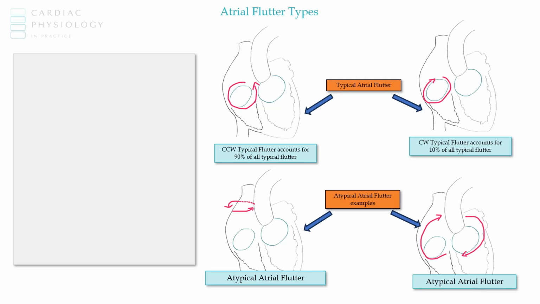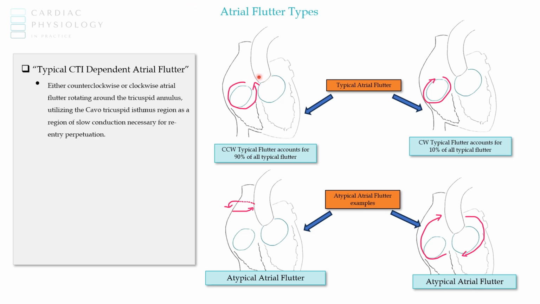So the subtypes of the umbrella term of atrial flutter is typical CTI-dependent atrial flutter. Typical CTI-dependent flutter is broken down into a further two categories. There's typical counterclockwise atrial flutter, and this is because depolarization moves in a counterclockwise fashion. If you look at the tricuspid valve, it moves in this kind of direction. And then we have clockwise atrial flutter, which rotates around the tricuspid valve like this. Either way, the cavo-tricuspid isthmus is this region here, and both of these atrial flutters utilize the cavo-tricuspid isthmus region.